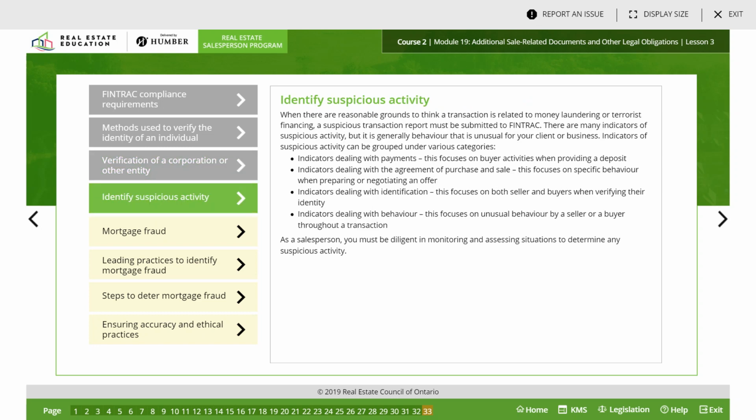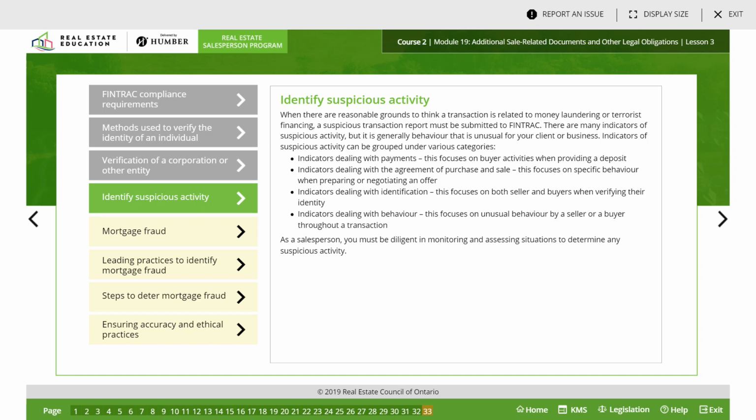Identify suspicious activity. When there are reasonable grounds to think a transaction is related to money laundering or terrorist financing, a suspicious transaction report must be submitted to FINTRAC. There are many indicators of suspicious activity, but it is generally behavior that is unusual for your client or business. Indicators of suspicious activity can be grouped under various categories.